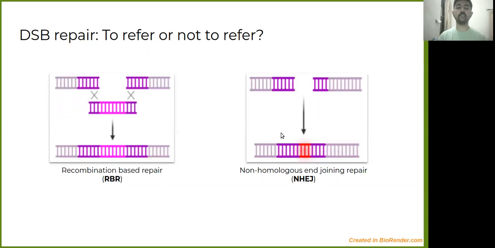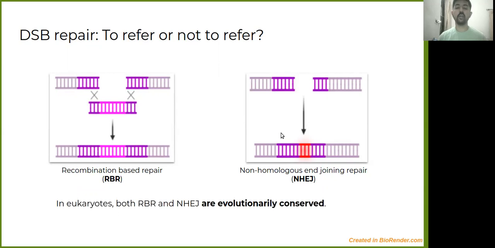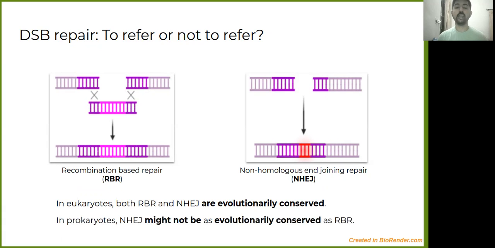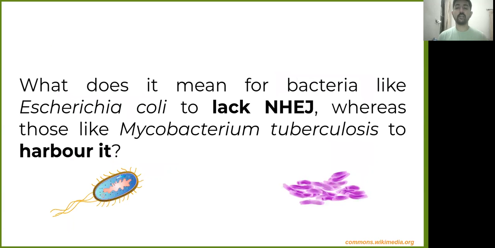Now, in terms of conservation, what we know is that in eukaryotes, both these repair pathways are evolutionarily conserved. But surprisingly, a few studies done in the past 2 decades in a few genomes have suggested that in prokaryotes, NHEJ might not be as evolutionarily conserved as recombination-based repair. This was really fascinating for us, so we set out to ask a very simple question: what does it mean for bacteria like Escherichia coli to lack NHEJ, whereas those like Mycobacterium tuberculosis harbor it?